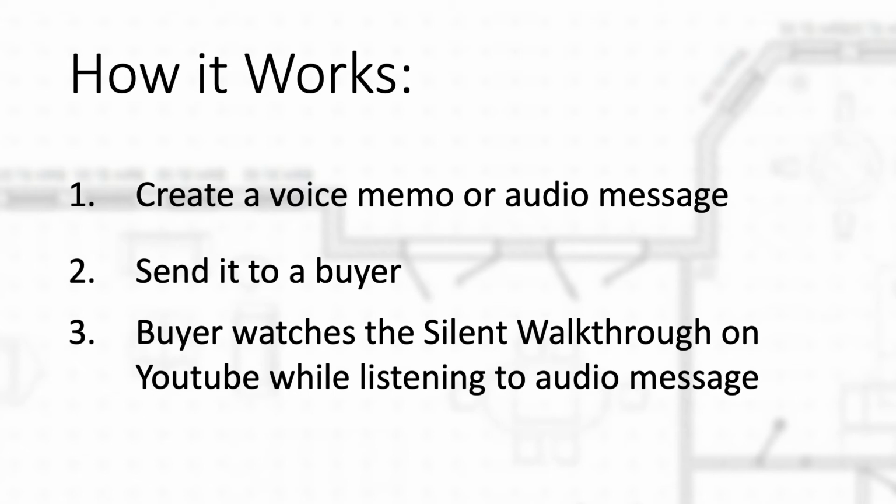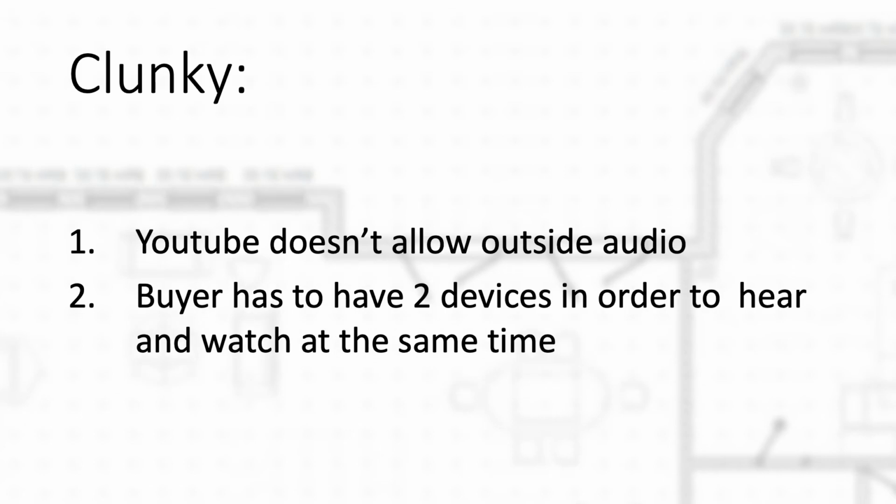Now, once you've got that audio message, two or three minutes, you send it to the buyer. It doesn't have to follow along with the YouTube video. It could just be a few things as you're looking at the MLS listing printout. You can just hit these highlights: hey, notice this in the living room, this in the bathroom, this, and then send. So you create a voice memo, you send it to the buyer, and then if your voice memo is going along with the silent walkthrough, the buyer can watch it and listen at the same time.